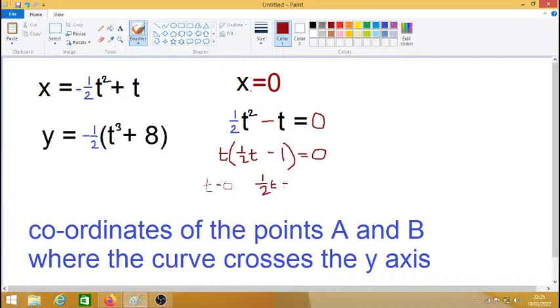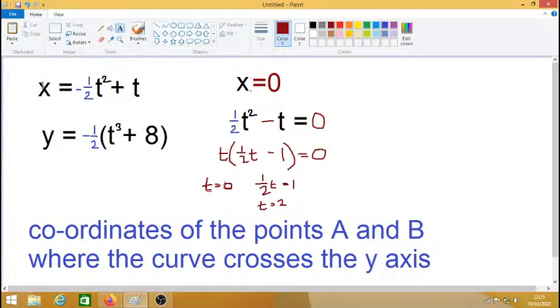Think about what to do next. Can times by 2, so you end up with t is equal to 2. And the first one was t is equal to 0. So you've got two values of t now. The question was about the coordinates, so we now need to use that t to get the coordinates.